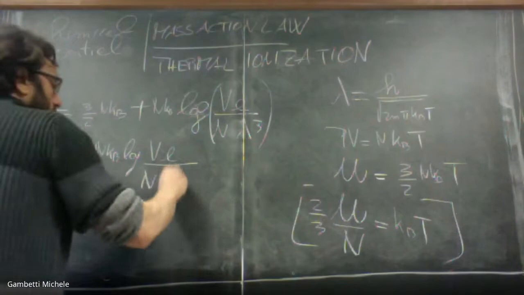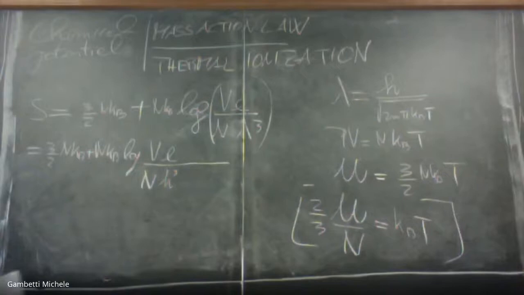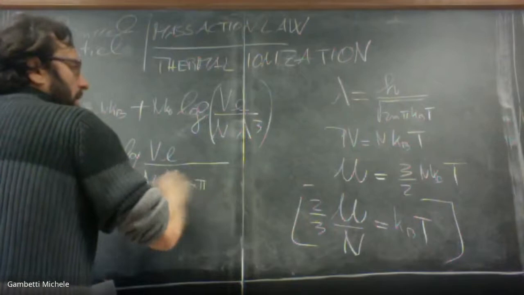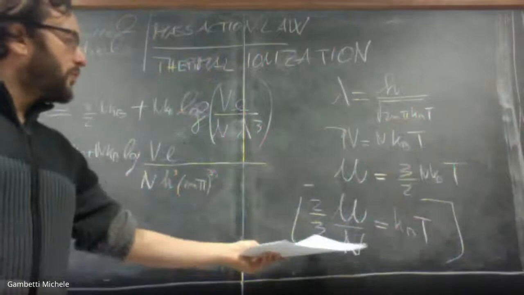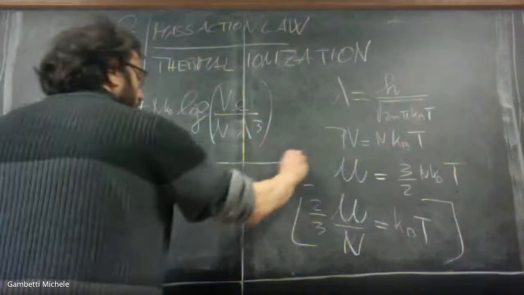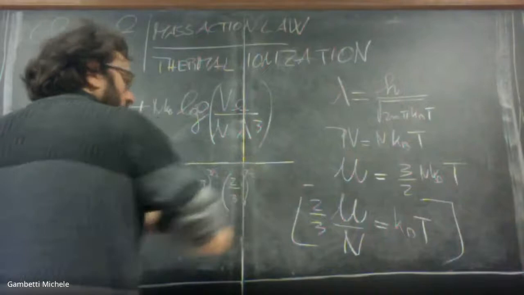So lambda is h cubed, then I have 2 m pi to the power of 3/2. Then, instead of k_B T, I write 2/3 U divided by N to the power of 3/2. So here I have 2/3 to the power of 3/2 again, and U divided by N to the power of 3/2.